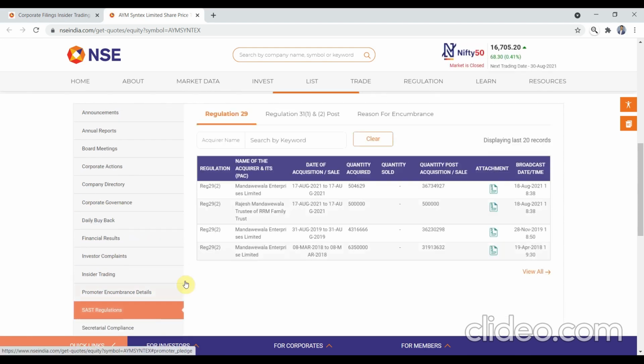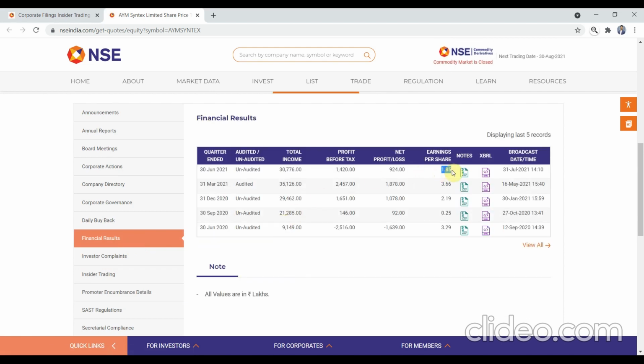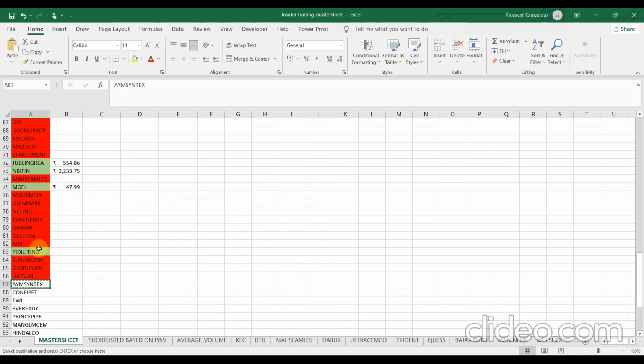Let's go to SAST regulation. No selling has been reported. Let's check the pledging. Pledging is not there. Now let's check the optional criteria, that is financial results. So earnings per share is also greater than zero. That's a positive number. So I'll mark the stock as green.